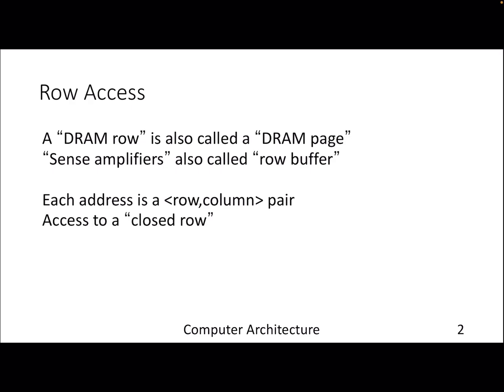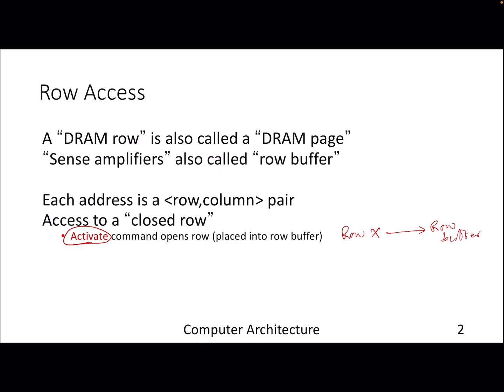So if the row is closed, that means there is nothing in the row buffer. Then what we need to do is send a command from the DRAM controller to the DRAM called activate. This activate command actually puts a row into the row buffer. For example, row number X, if you are interested in getting the data from it, that will be moved into the row buffer.